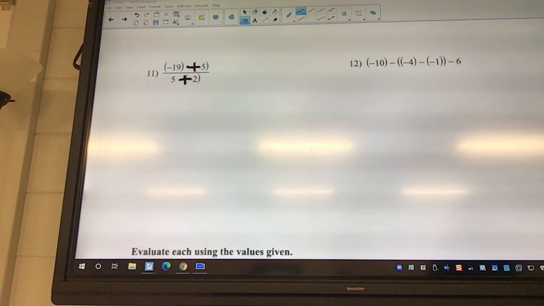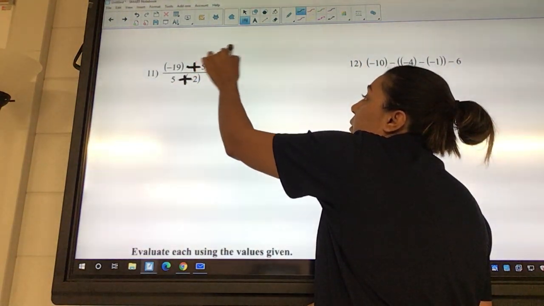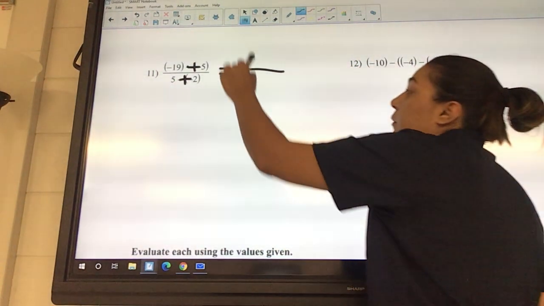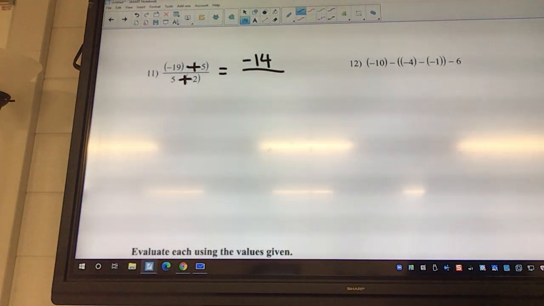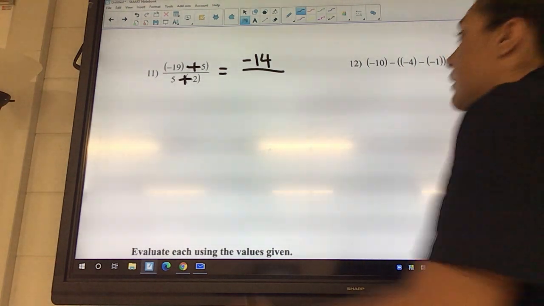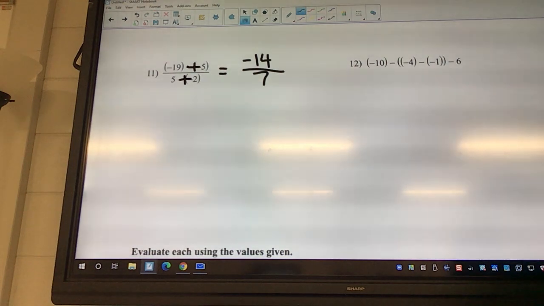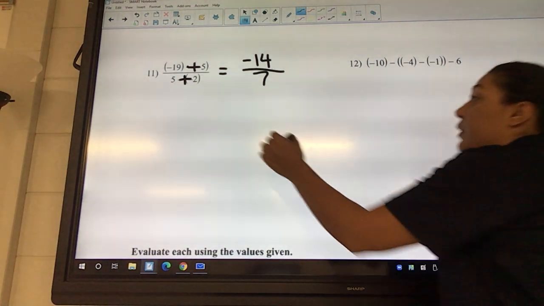Okay, and so now we can add. What is negative 19 plus 5 for the top? It's going to be negative 14. Okay, and then 5 plus 2 on the bottom. 7. What does the fraction bar mean? Divide. It means divide. So you really are going to have negative 14 divided by 7. Negative 2. It's going to be negative 2.